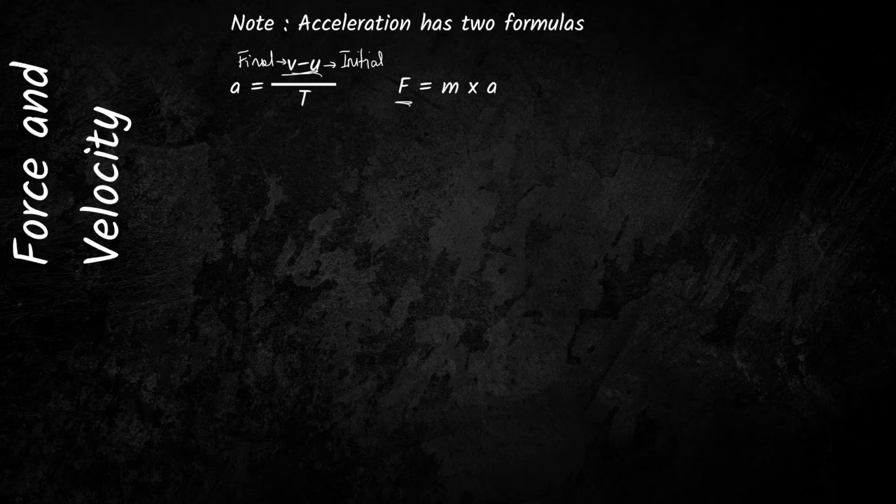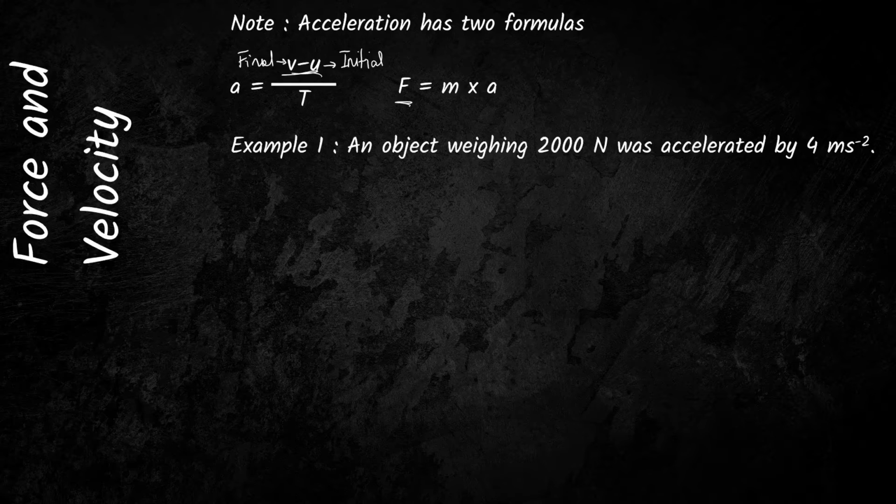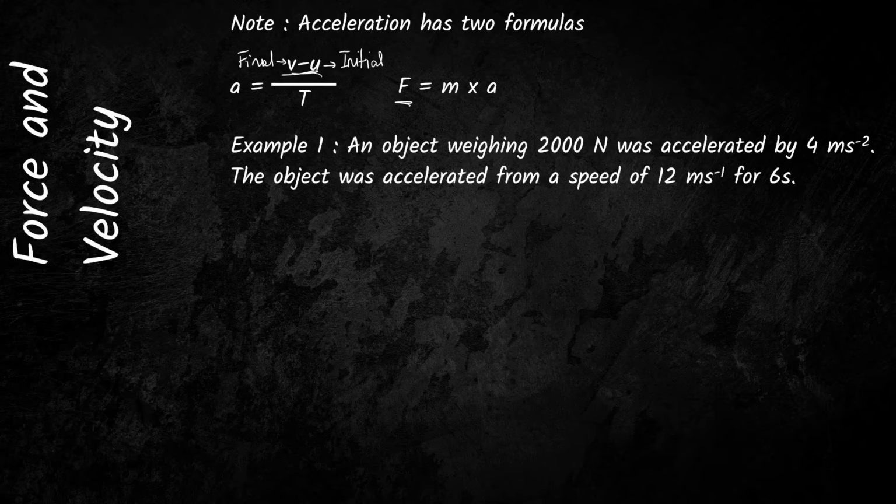All right. Let's take an example of how. So the example says an object weighing 2000 newtons was accelerated by 4 meters per second squared. The object was accelerated from a speed of 12 meters per second for 6 seconds. So you've got this object weighing 2000 newtons, which was accelerated by 4 meters per second squared, means its speed increased by 4 meters per second every second. And the question says that the object was accelerated from a speed of 12 for 6 seconds. So for 6 seconds, its speed must have increased by 4 meters per second every second.